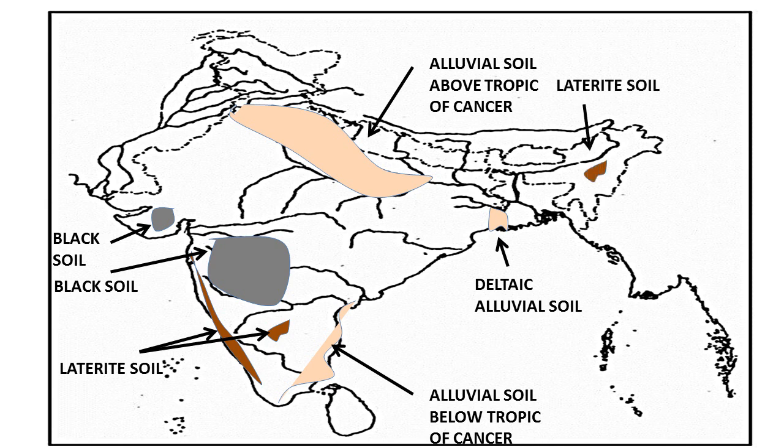Next is red soil. Below the Tropic of Cancer, that is South India, it is widely spread over the whole of Tamil Nadu. Above the Tropic of Cancer, it covers parts of Assam, Nagaland, Manipur, Mizoram, Tripura and Meghalaya.